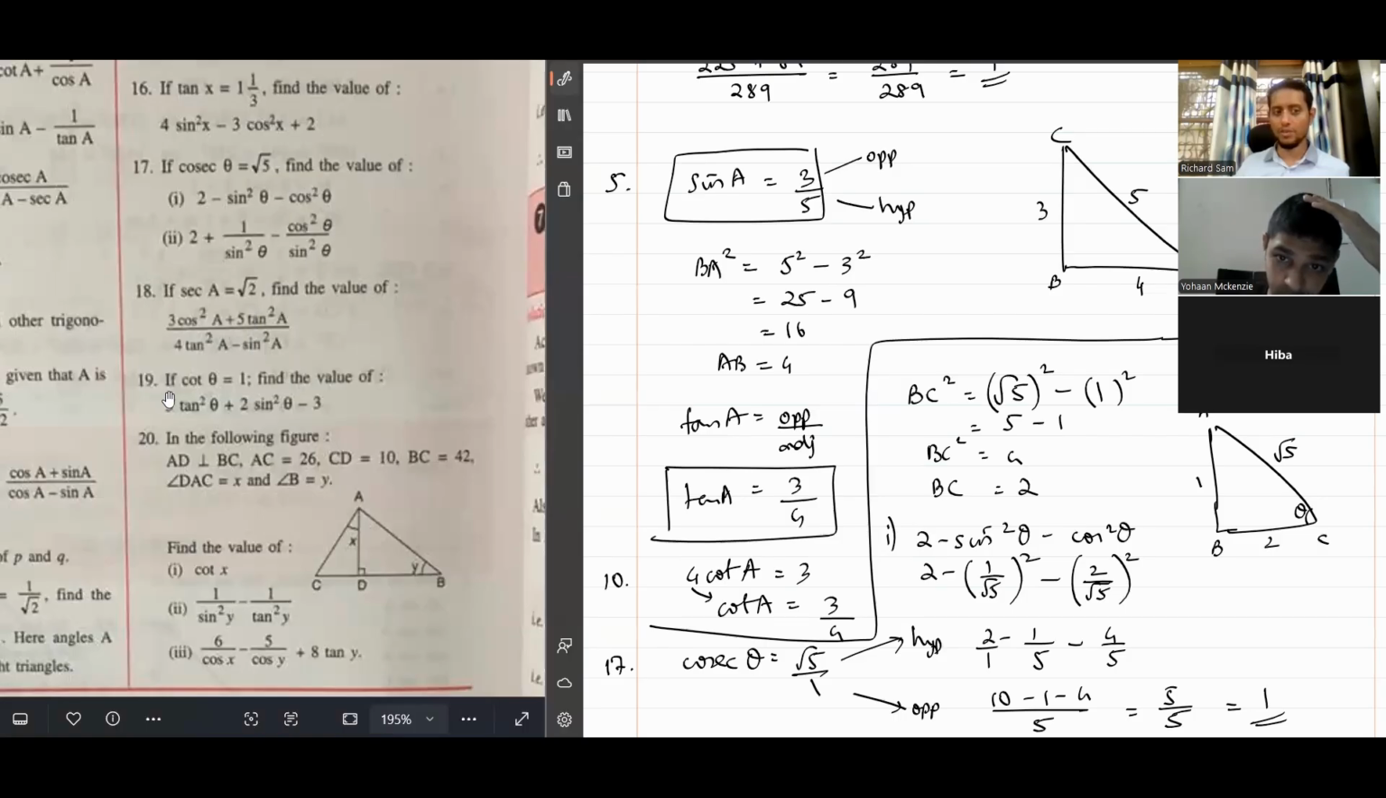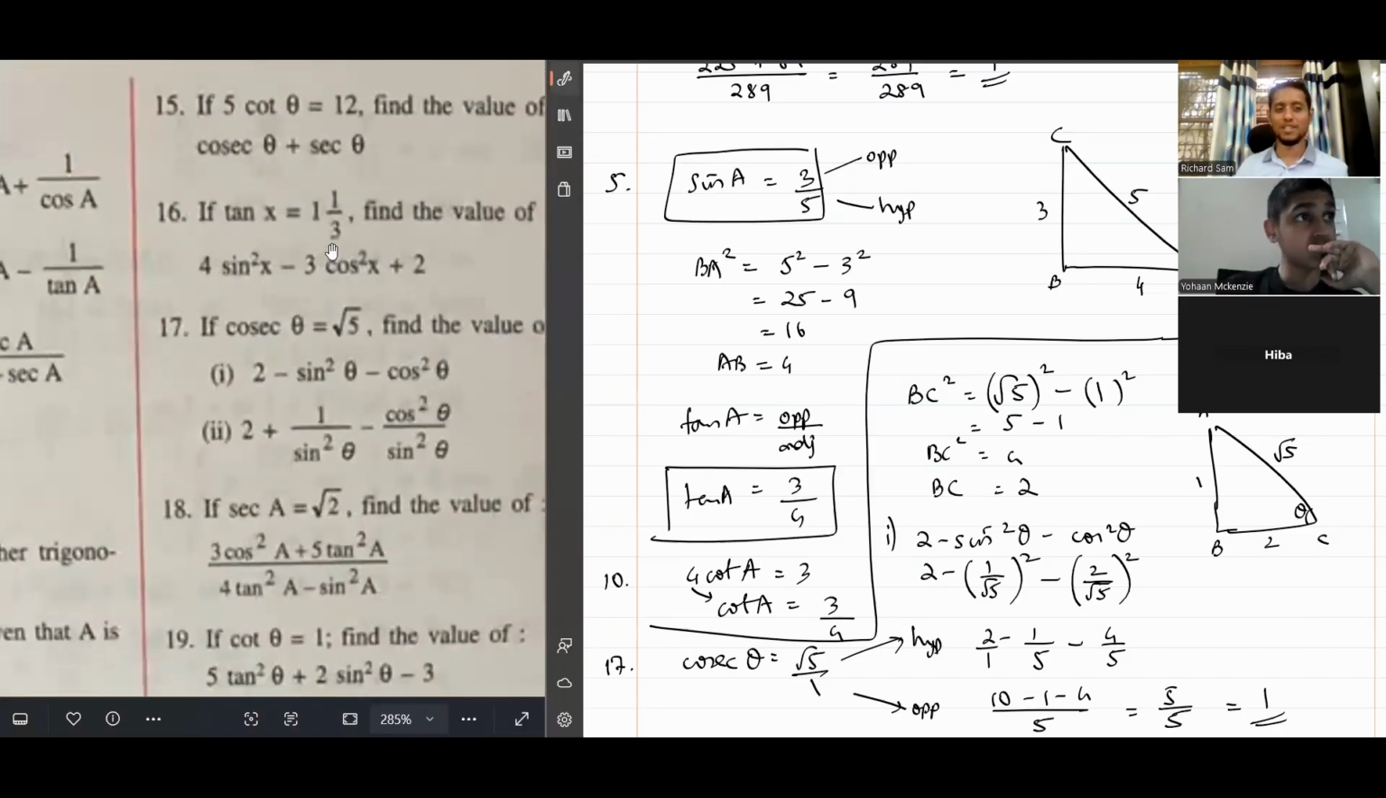What about the 19th one? Cot theta is 1. That means how to make it a fraction? 1 upon 1. You try it out. So, if a fraction is not given, you make it a fraction. Clear?